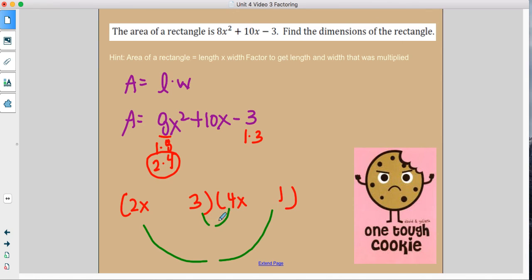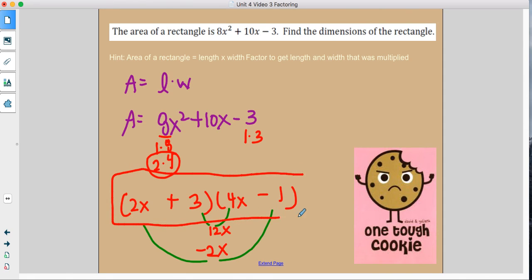This would give you, when I multiply my inners, 12x. When I multiply my outers, I would have 2x. With these, could I add to get a positive 10 and multiply to get a negative 3? That means 1 is going to be negative. If I make this negative, that would add to a positive 10. And that would mean this is negative, this is positive. So 3 times negative 1 is negative 3. When I do my inner and my outer check, I add to a positive 10. So everything works out. Here it is factored.